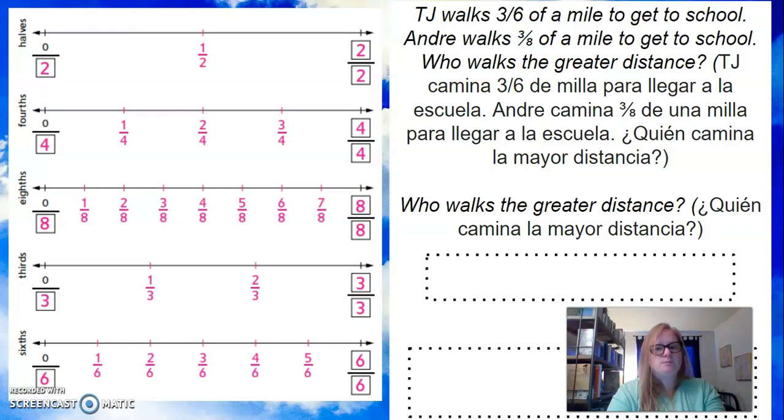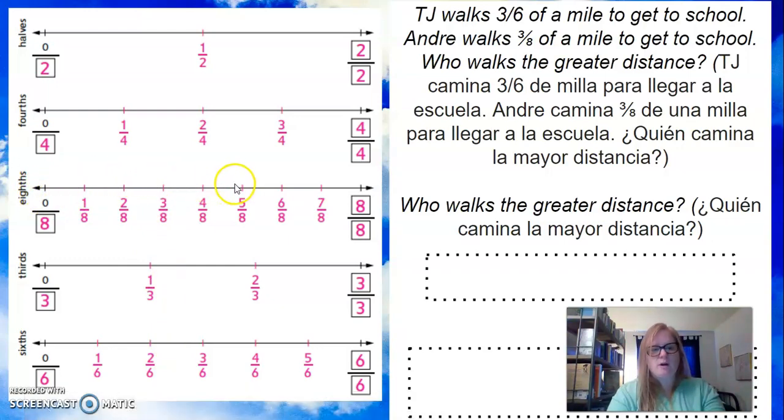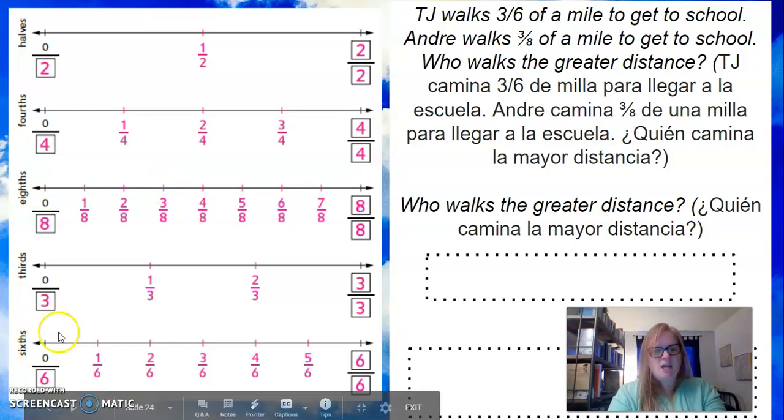Okay, so when I'm looking at the 8ths, I could see where 3/8 is. It's right here. And when I go down all the way to the 6ths, I see that when we go here, this is how much TJ walks. So this is how much Andre walks. And let's say this is almost like a trail or a line. This whole line is a mile, right? So if Andre walks this much and TJ walks this much, who walks the greater distance?